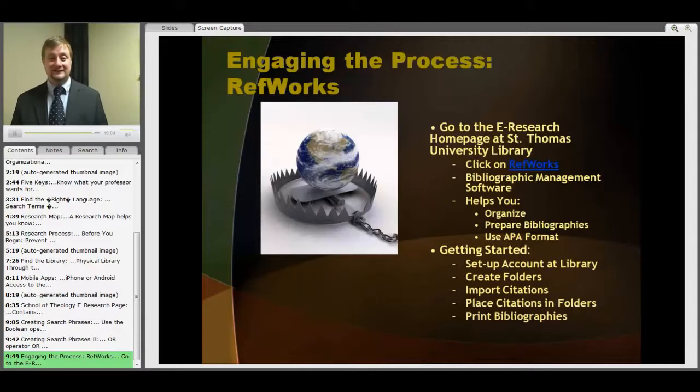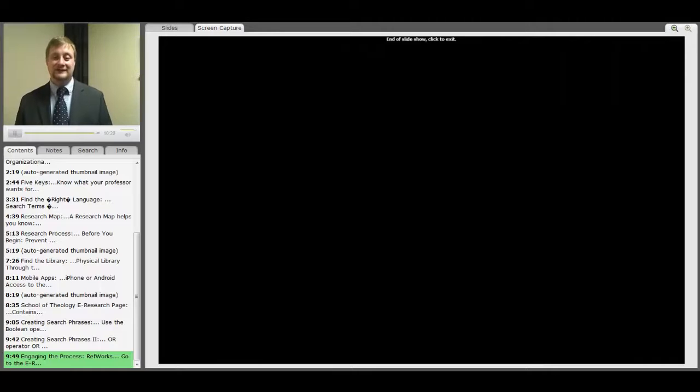As you're engaging in the process, I also want you to set up a RefWorks account. RefWorks is a bibliographic management software that helps you organize and prepare your bibliographies, using the APA, MLA, or Chicago format. And to get started, go to the e-research page for the School of Theology and Ministry and set up your account. There is another educational video that we have on the library website to help you use RefWorks.